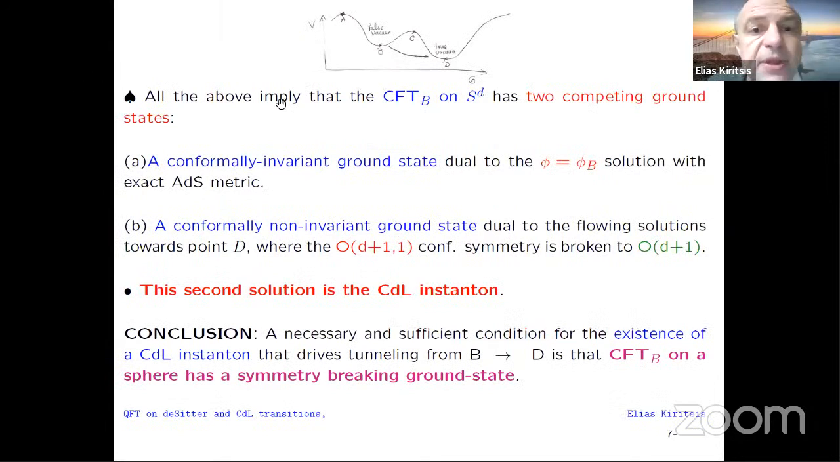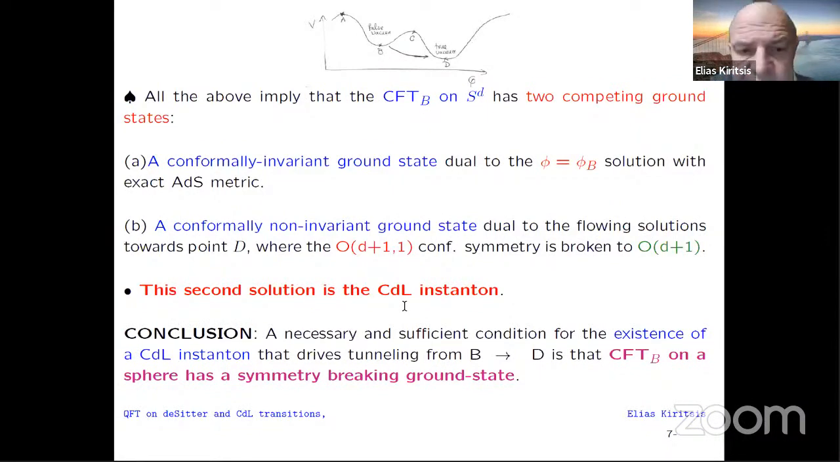So all of the above imply that if a regular instanton solution exists a la Coleman-de Luccia, the dual CFT at point B defined on a sphere has two competing ground states. One is a conformally invariant ground state, which is dual to phi sitting exactly at phi B and the metric being AdS, and the other is a conformally non-invariant ground state that is dual to the flowing solution, that is the instanton that goes from here to here, where the O(d+2) conformal symmetry is broken to O(d+1). And this second solution, as I said, is the Coleman-de Luccia instanton.